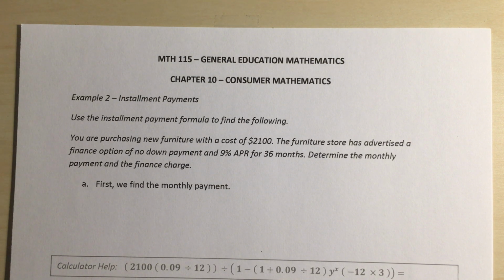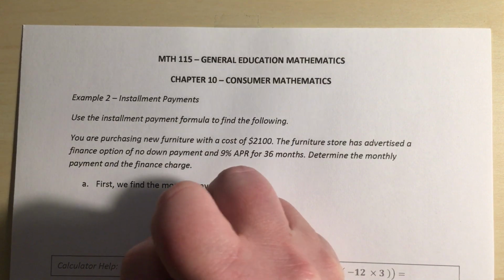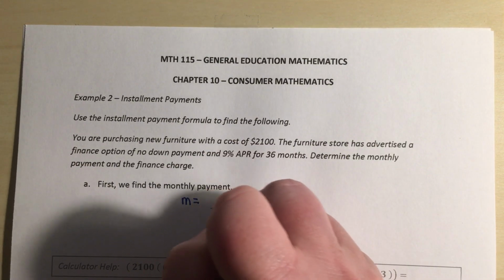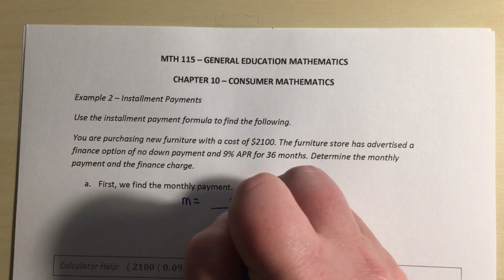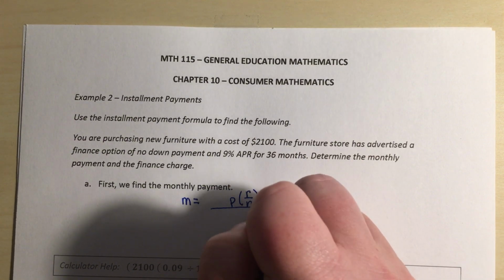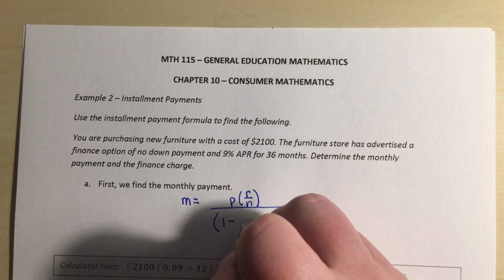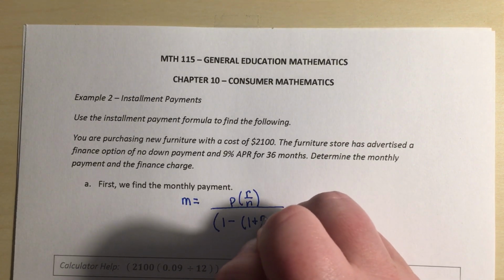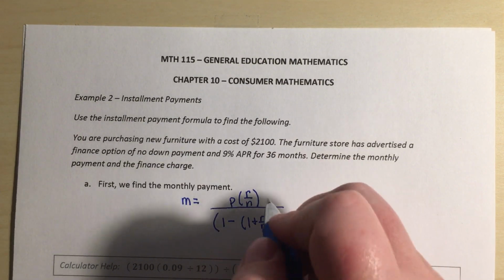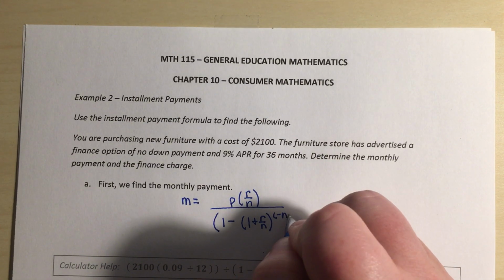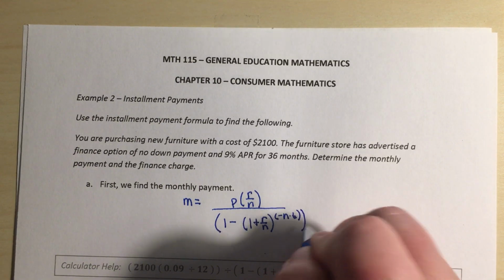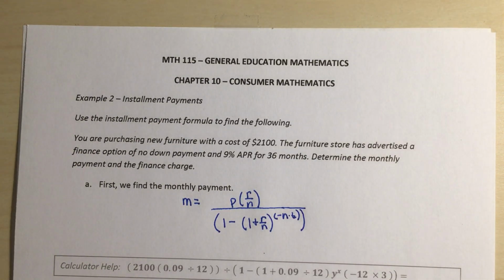Okay, so first we're going to have to find the monthly payment. So I'm going to go ahead and copy down my monthly payment formula from the previous page. M equals, up top here, we have P times r over n, and then down in the bottom, we have 1 minus 1 plus r over n to the negative n times t power. All of that is down in our denominator. Again, definitely a messy looking formula here.